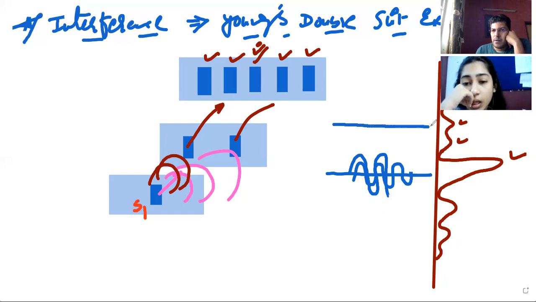And the next one, what happened then? It is minima. One is like this one, and another is like this one. One is having a crest, another having a trough.